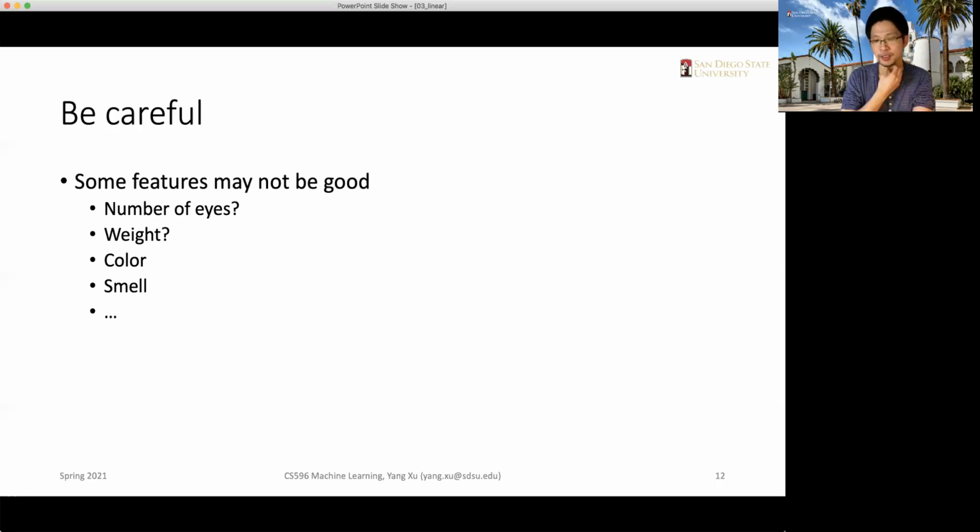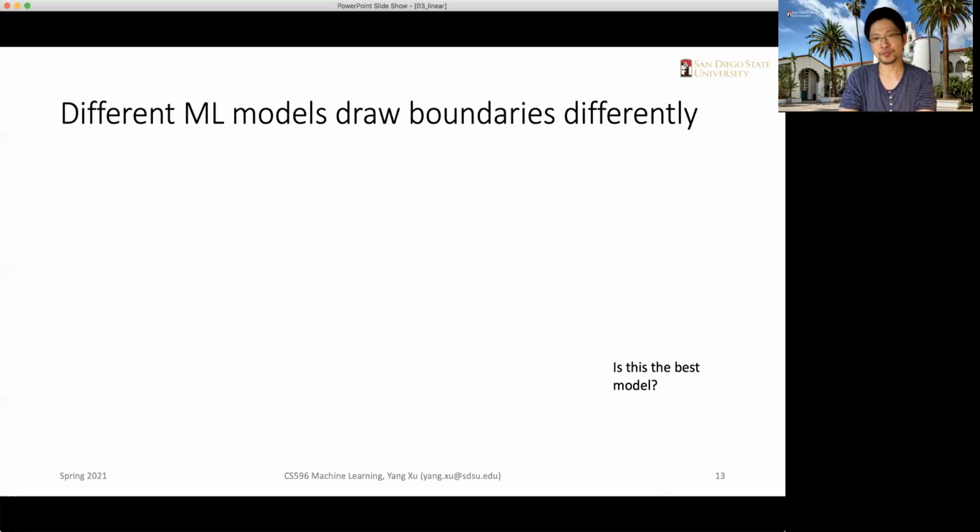Those are more of a traditional type of feature that early stage machine learning models relied on. Okay. All right. Now let's look at a different issue. Different machine learning models may draw boundaries differently, because previously we used lightness and length as two features. We can draw a straight line as a boundary. But of course we can draw much fancier boundaries rather than a straight line.